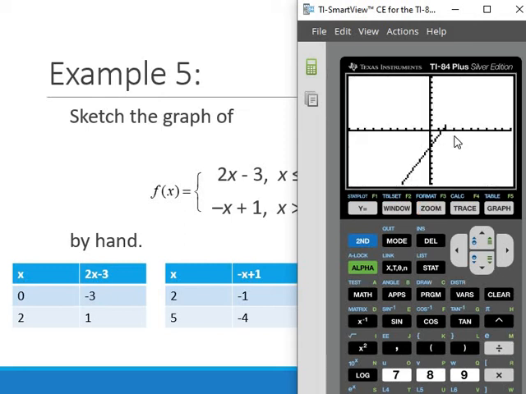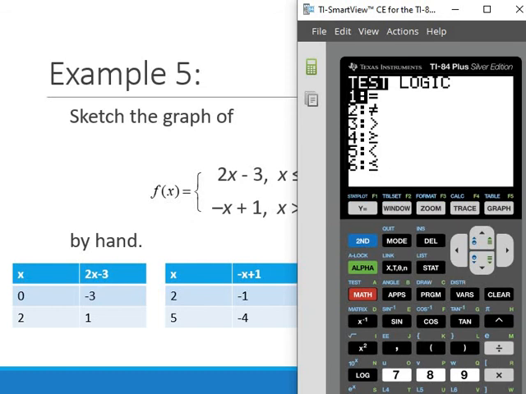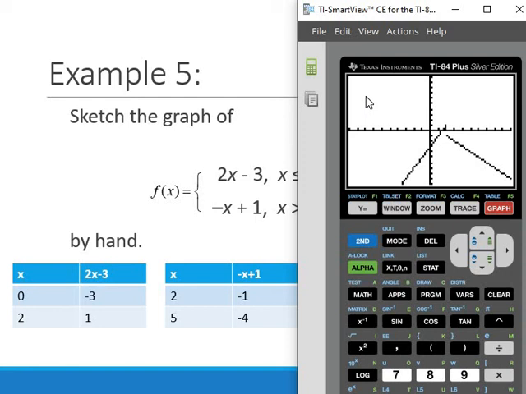The only thing it doesn't do for me is show me the open or closed circles on the endpoint because it just plots the little points. Okay? For the other piece, in parentheses, negative x plus 1 divided by x, go into the test menu, second math, this time greater than, number 3 there, 2, and I get the other piece. Okay? It's doing the break there at x equals 2. So there should be a closed circle on the endpoint coming from the left side and an open circle on the right piece on the endpoint there.